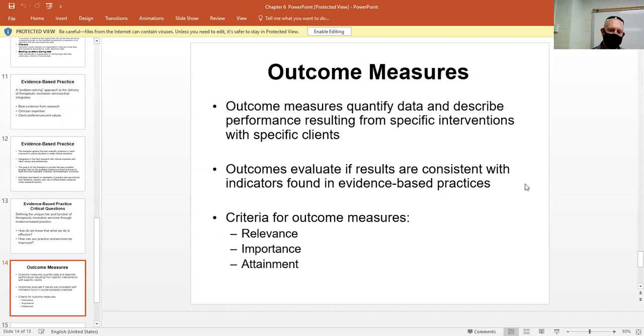And you have criteria for outcome measures. I could see this being potential test question type stuff. We're not going to go deep into them. You can look up these in the book. The criteria for outcome measures are relevance. How relevant are your results? The importance, what is the importance of what you found from your measures? What can somebody else take from this? And attainment, what was attained? What knowledge was attained? What benefit was attained? That's kind of what you're looking for on that.